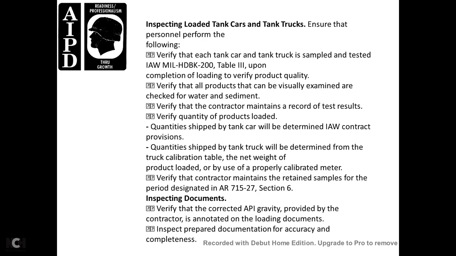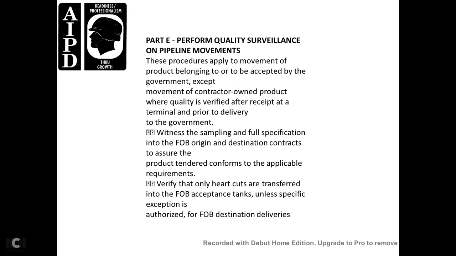The loaded quantity shipped in the tank will be determined by the contract provisions. The quantity should be determined with the truck calibration table, or the net weight. Product may also be loaded by a usable, properly calibrated meter. Verify the contractor maintains retained samples for the period designated in AR 715-27, Section 6. Inspection documentation: verify the corrected API gravity provided by the contractor is noted on the loading documents. Inspect prepared documentation for accuracy and completeness.